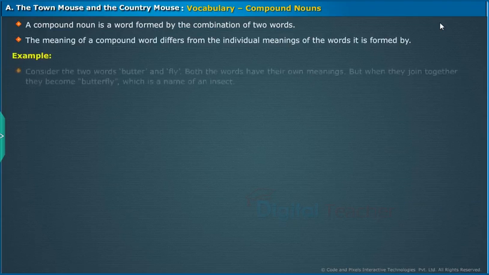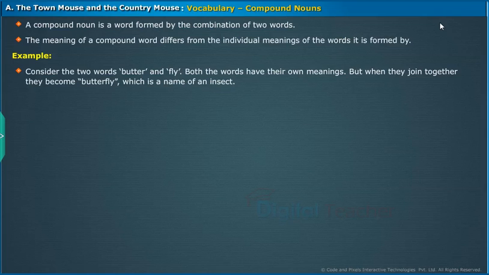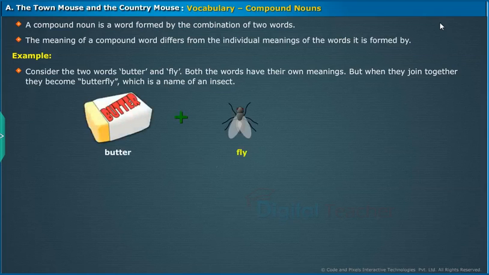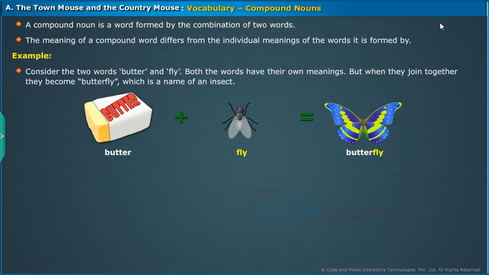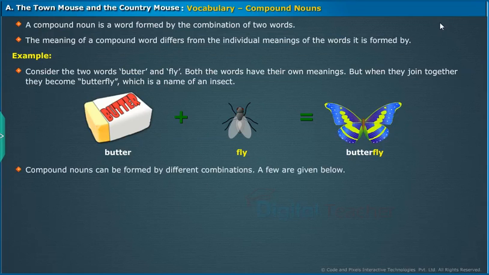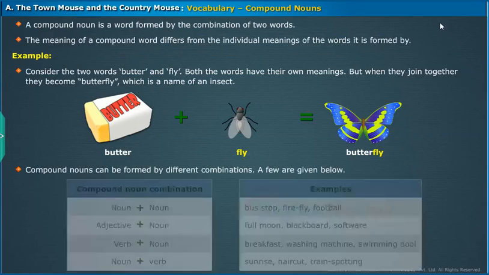Example. Consider the two words butter and fly, both the words having their own meanings, but when they join together, they become butterfly, which is the name of an insect. Compound nouns can be formed by different combinations. A few are given below.